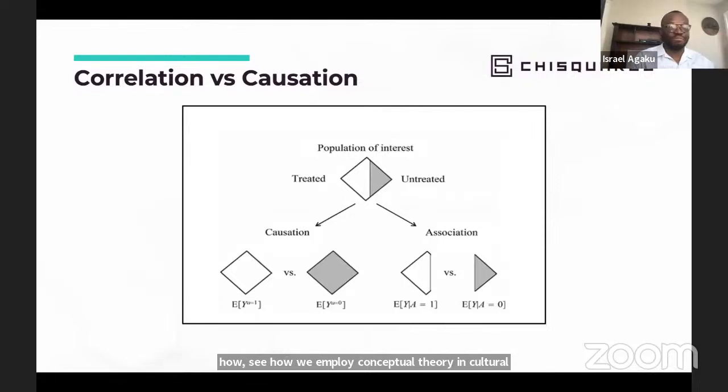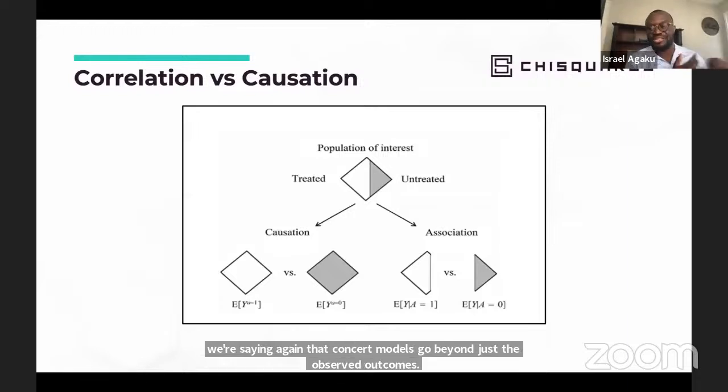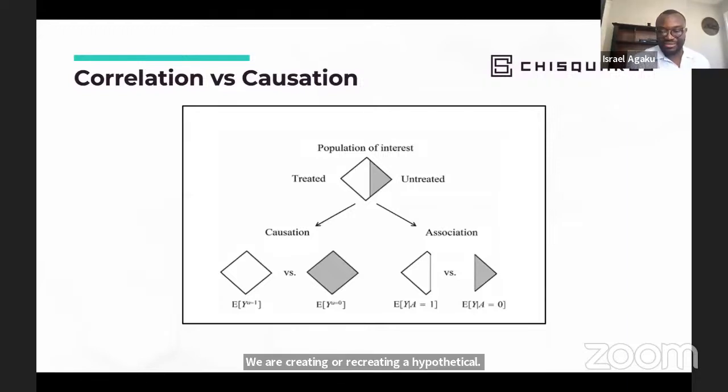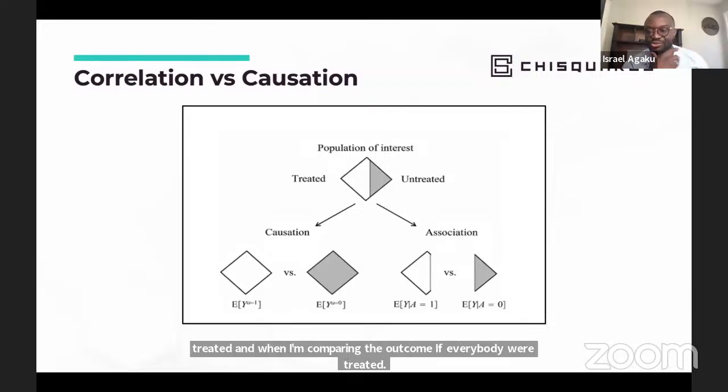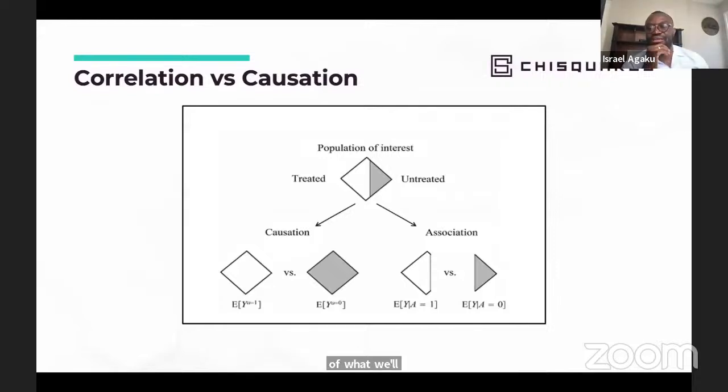It's not just comparing people who were treated versus those who were not treated. No, we are actually comparing if the whole population had been treated versus if the whole population had not been treated. Of course, not everybody was treated. So that's why we're saying again that causal models go beyond just the observed outcomes. We are recreating a hypothetical scenario where everybody is treated and everybody is not treated, and comparing the outcome if everybody were treated versus if everybody had not been treated. So this is the basis of what we call counterfactual theory in causal inference. I'm going to stop there and see if you have any questions about the slide before I move on.